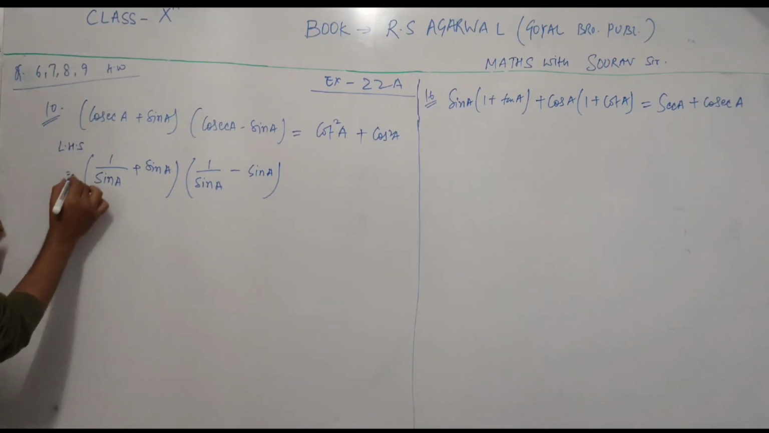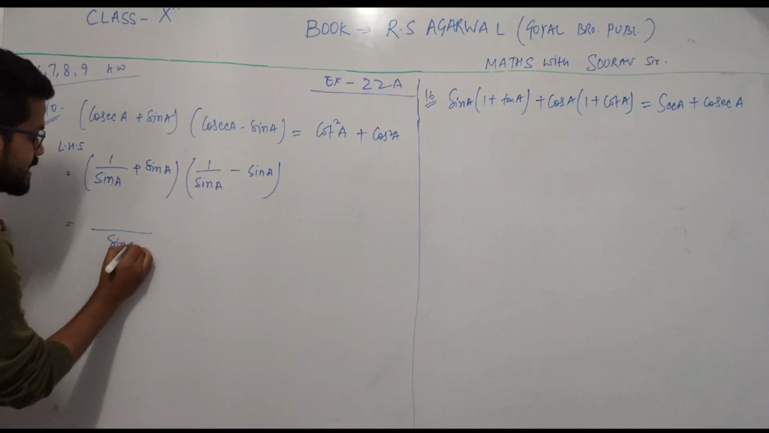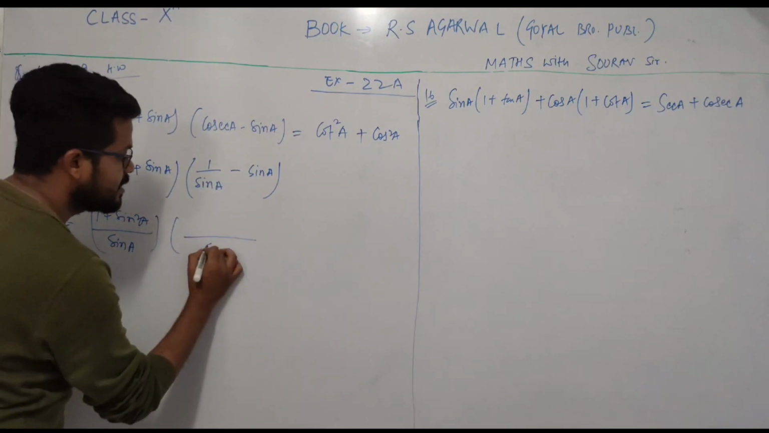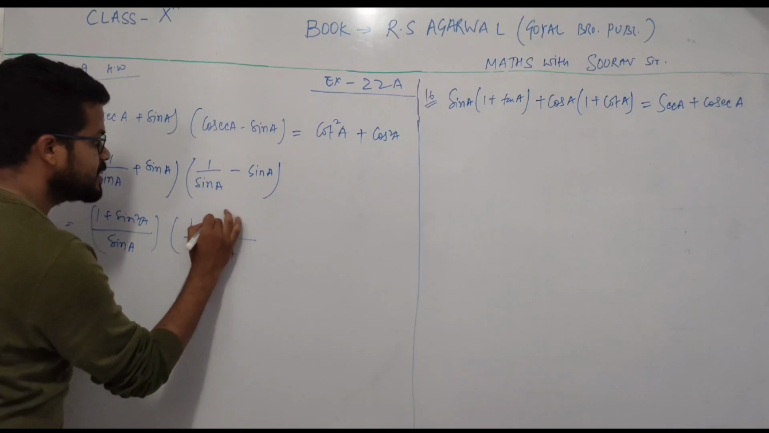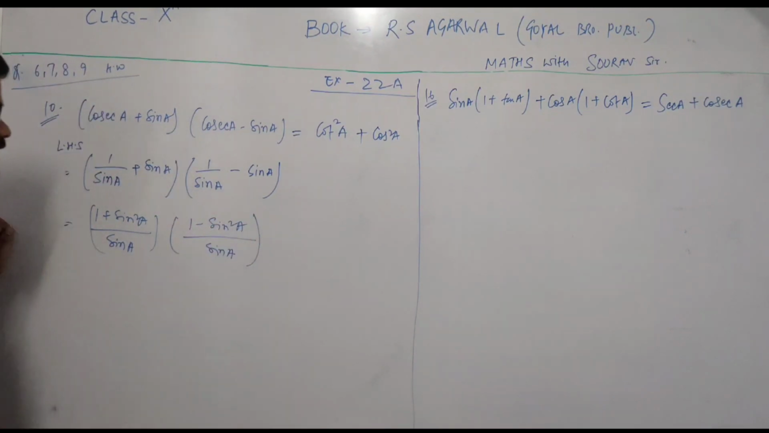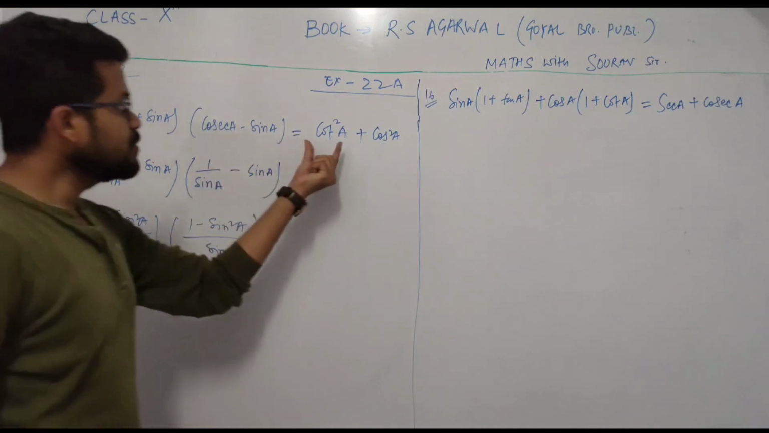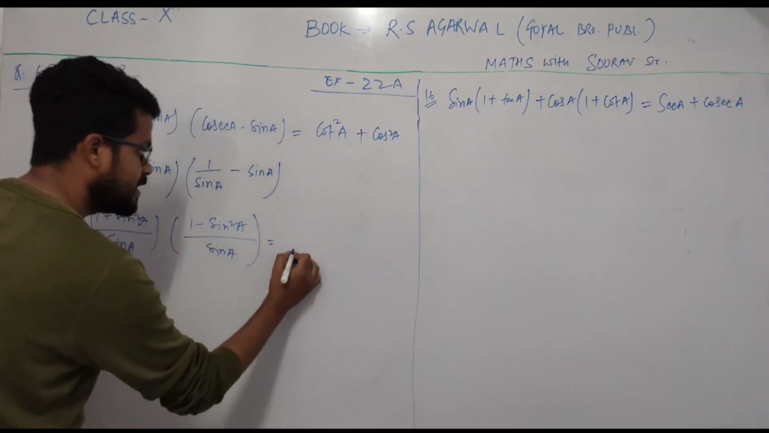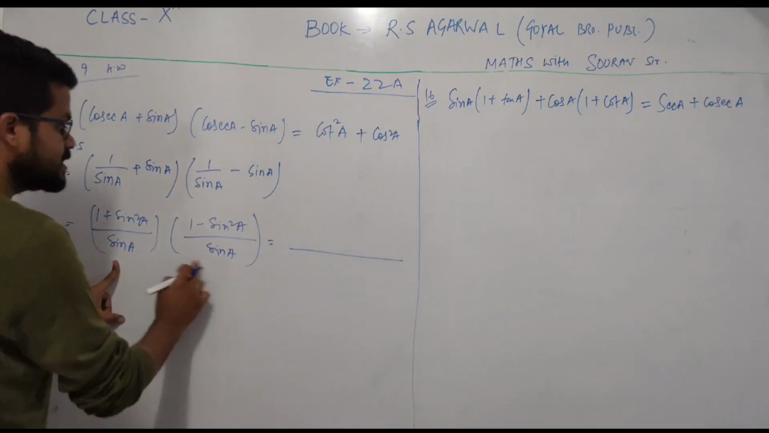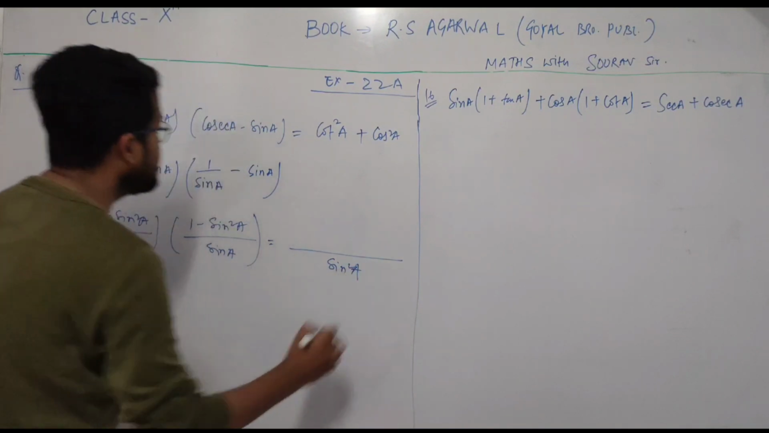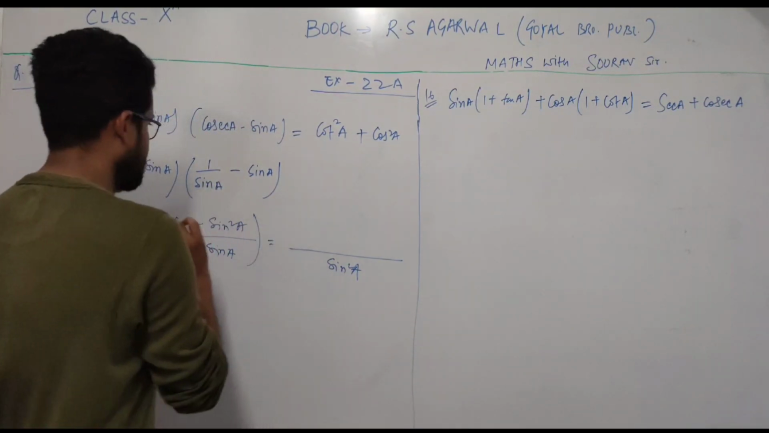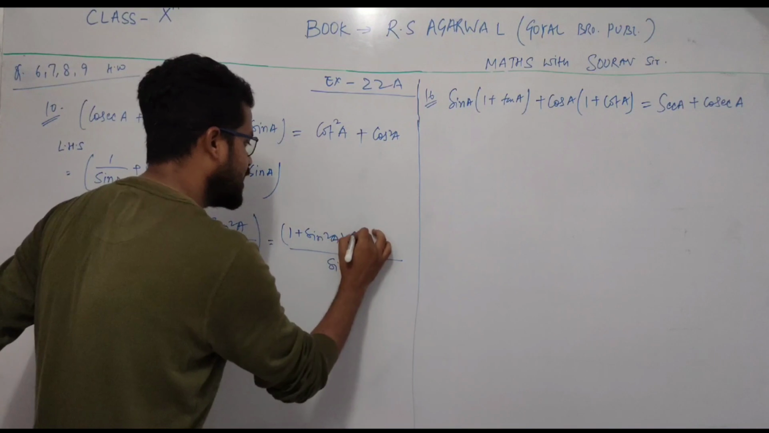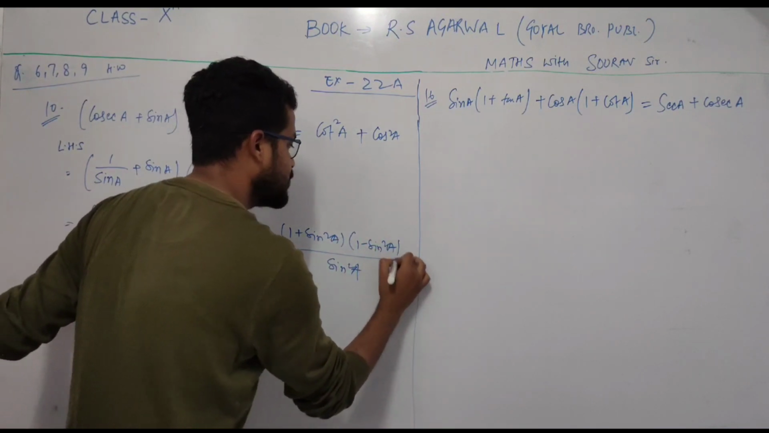Okay, so if I take the LCM sin a, so here 1 plus sin square a, and if I take this as an LCM, this is only 1 minus sin square a. Okay, now we have to prove this cot square a plus cos square a. So if I multiply both of these, this is sin square a, and here this is 1 plus sin square a, and this is 1 minus sin square a.